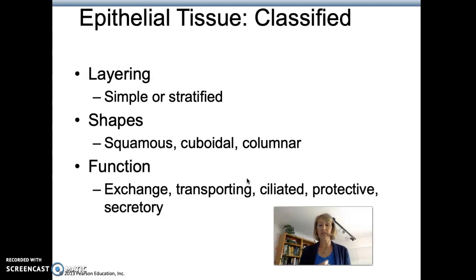It exchanges materials, it transports. It could be ciliated, which means it moves things with its cilia, like in your trachea. Something is caught, you cough. Those cilia are going to catch that dust particle or whatever is there that shouldn't be. It can be protective, it can be secretory. Just think of any kind of liner. It's really a huge protective area.